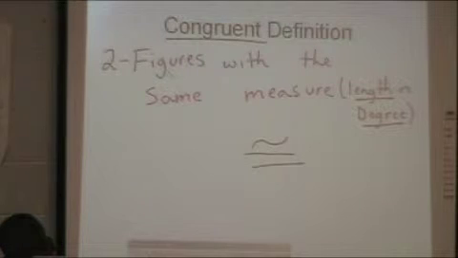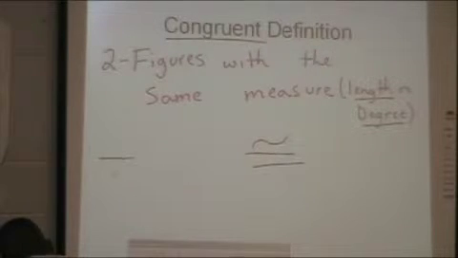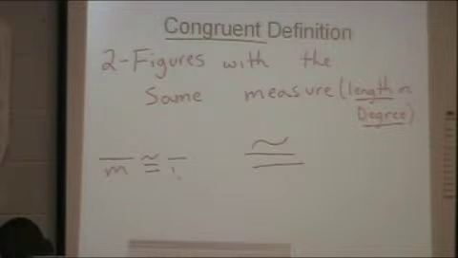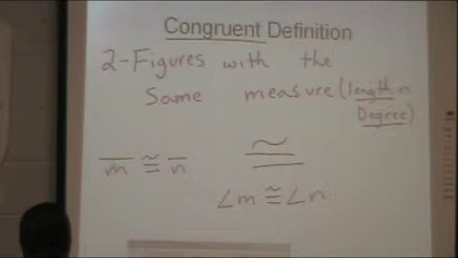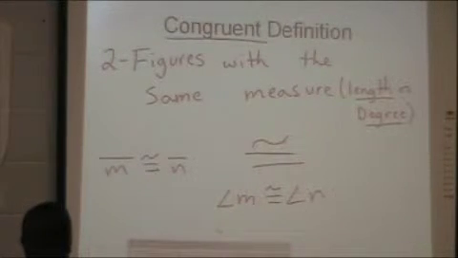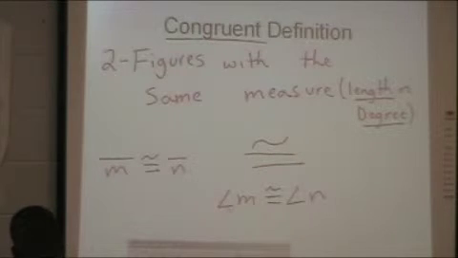The reason I wrote figure instead of angles is because you can say two sides are congruent. You can say line M is congruent to line N. The little line above the M means line M. Now what if I wrote this? What does this mean? Angle M is congruent to angle N. So is this line or this angle symbol important? Yes. It tells you what you're talking about.